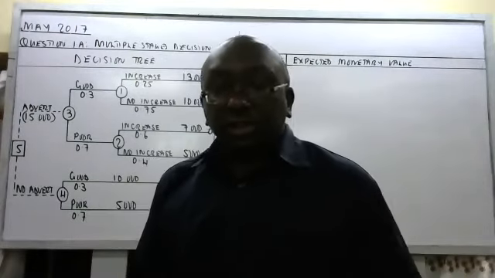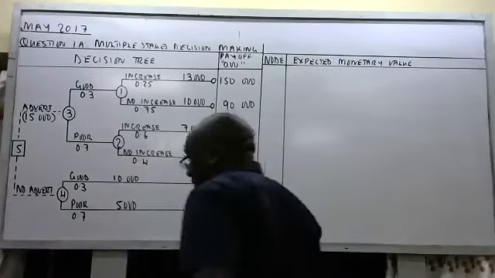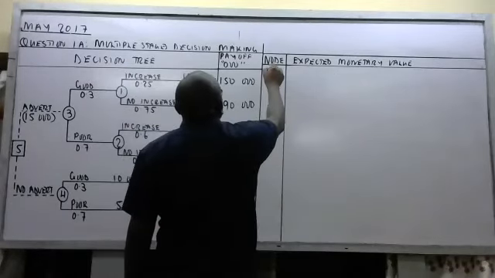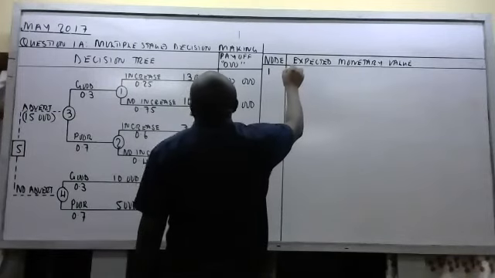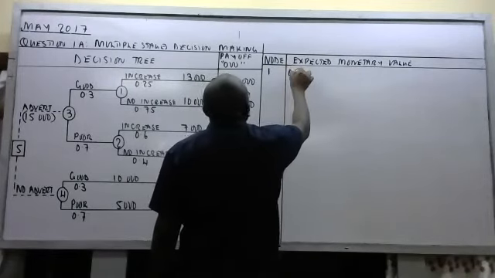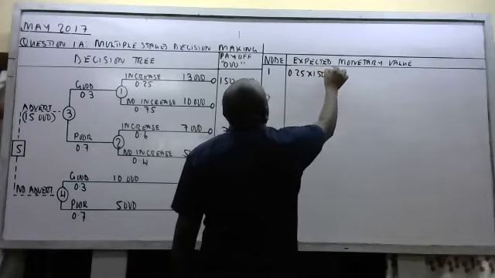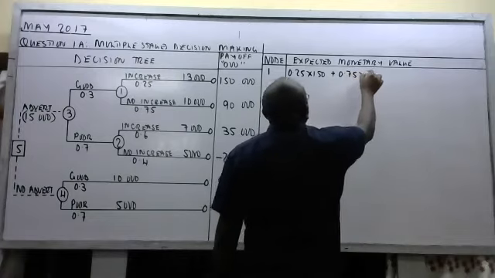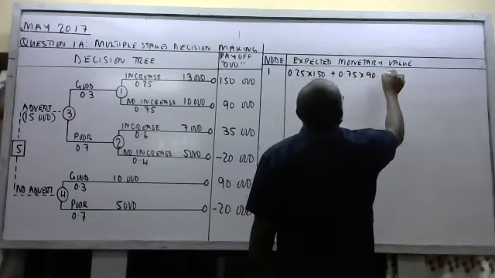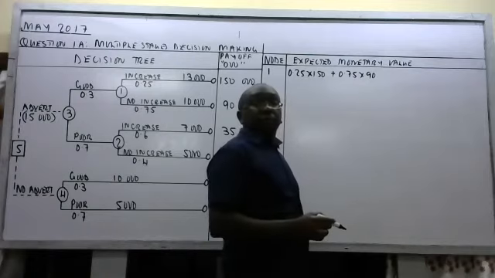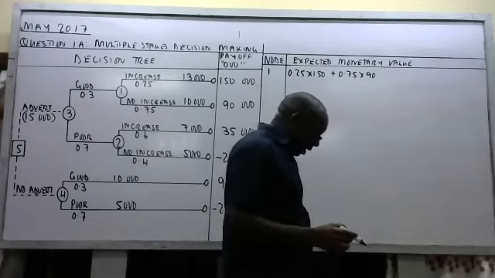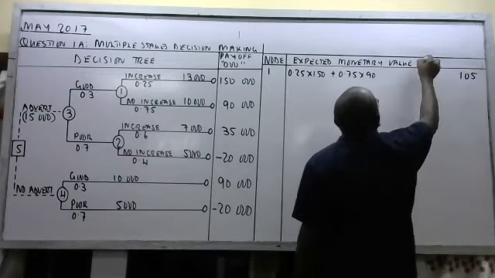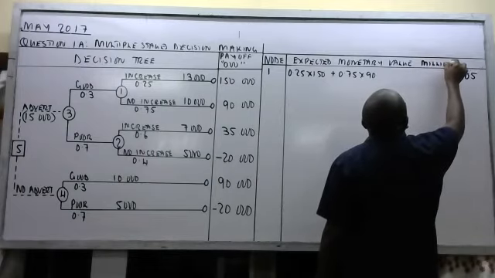So we are finished. Those who are online, kuna mwenye amesema finish. But I believe you have been able to say node 1 is 0.25 times 150 plus 0.75 times 90. Ukapata ngapi? 105. I'm using my figures in millions.